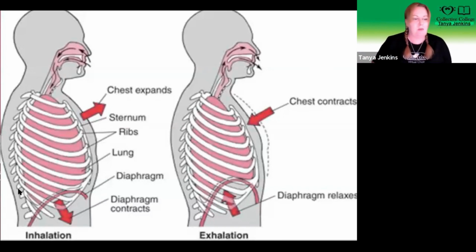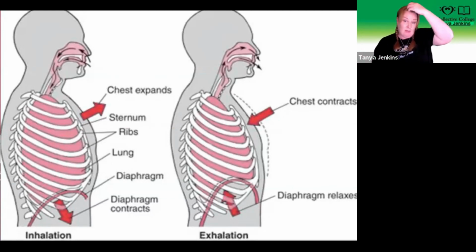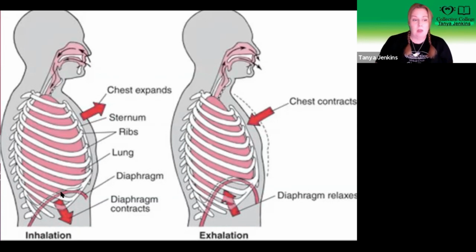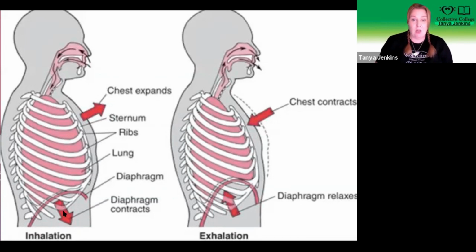You can see the diaphragm. The intercostals are the muscles in between the ribs that help the ribs to expand during inhalation. The lungs can't move on their own without the ribs. So the muscles of inhalation: the diaphragm contracts and comes down, lowering and flattening.